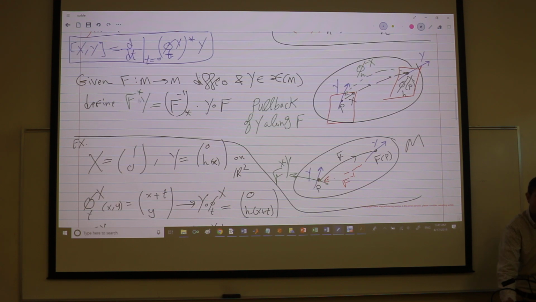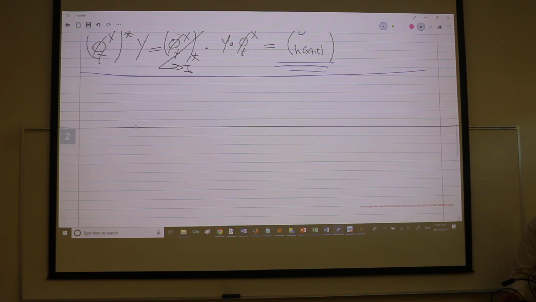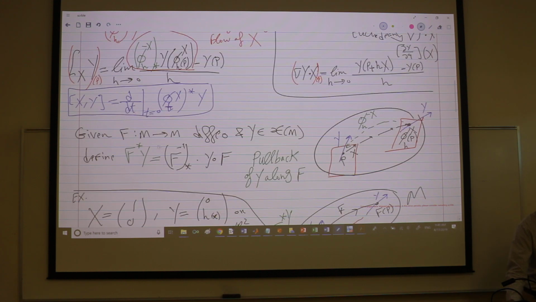Okay, so we define just a new vector field. If you give me a map, typically it's a flow, and if you give me a vector field, I'll give you a new vector field. We will see why this is important later on. But at least now we know that in terms of this new vector field, I can define the Lie bracket. Okay.